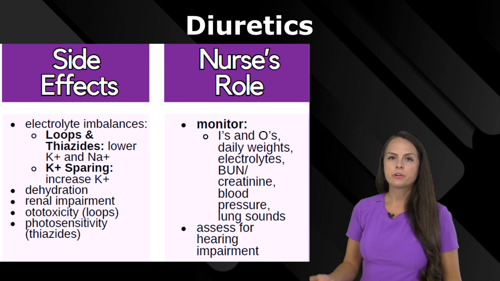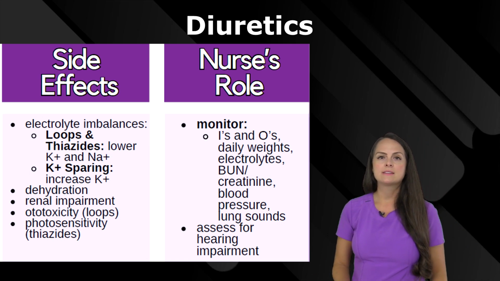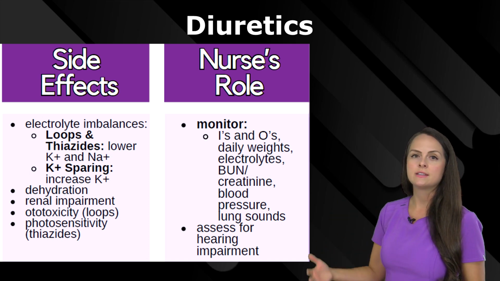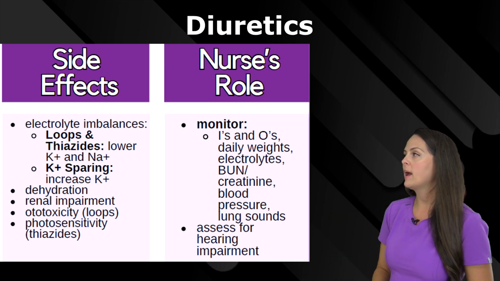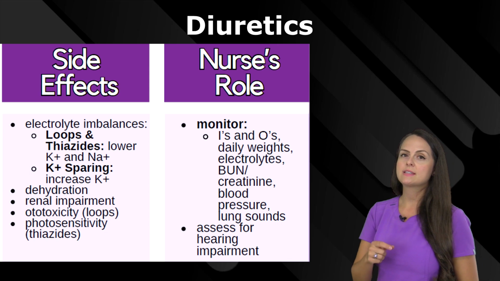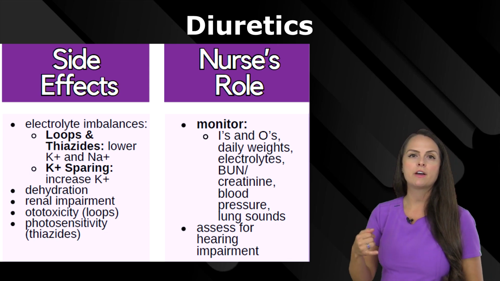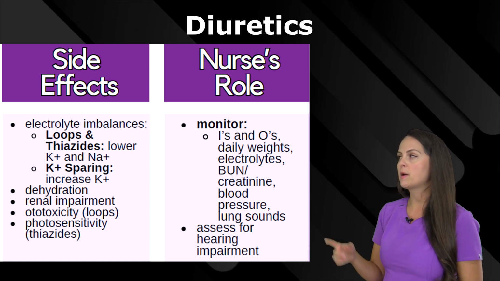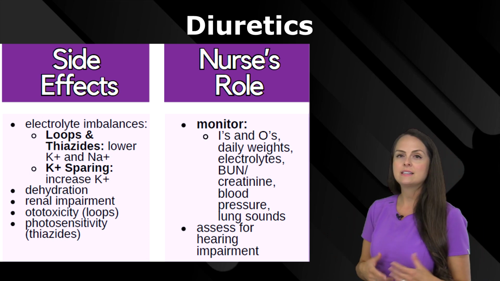The nurse's role is really going to revolve around fluid status and electrolyte status of the patient. So we want to monitor their eyes and nose intake and output, daily weights, because that's a good indicator of your fluid status, electrolyte levels, renal function by looking at that BUN and creatinine, making sure we're not dehydrating them too much by watching that blood pressure, assessing lung sounds.